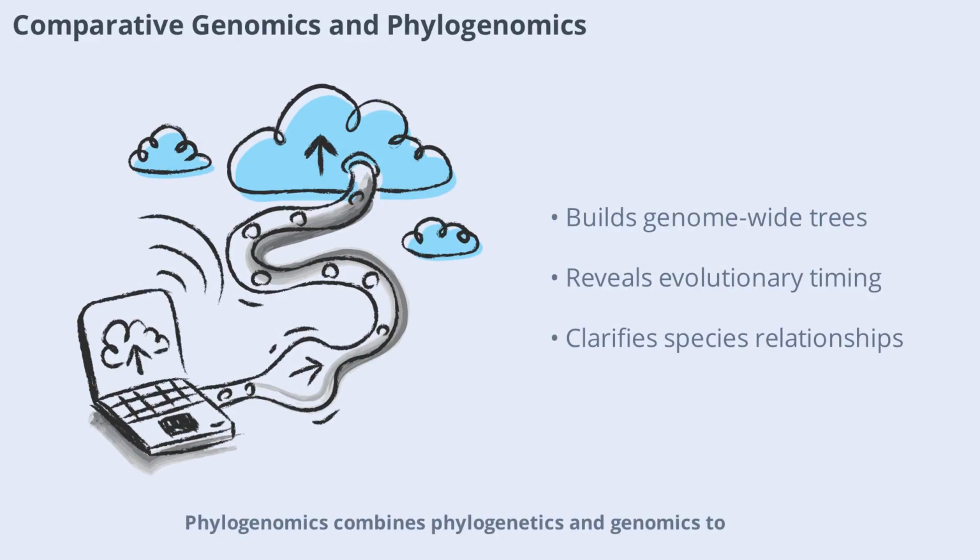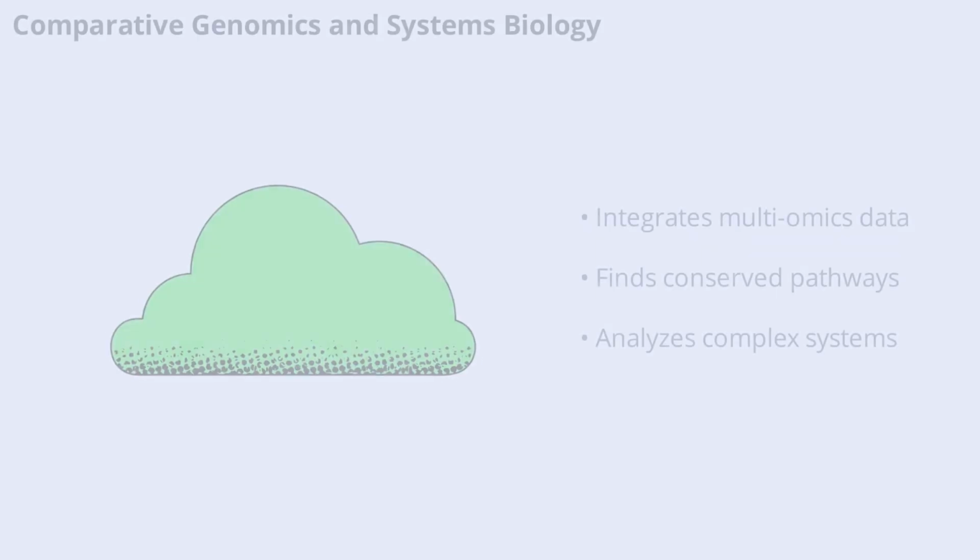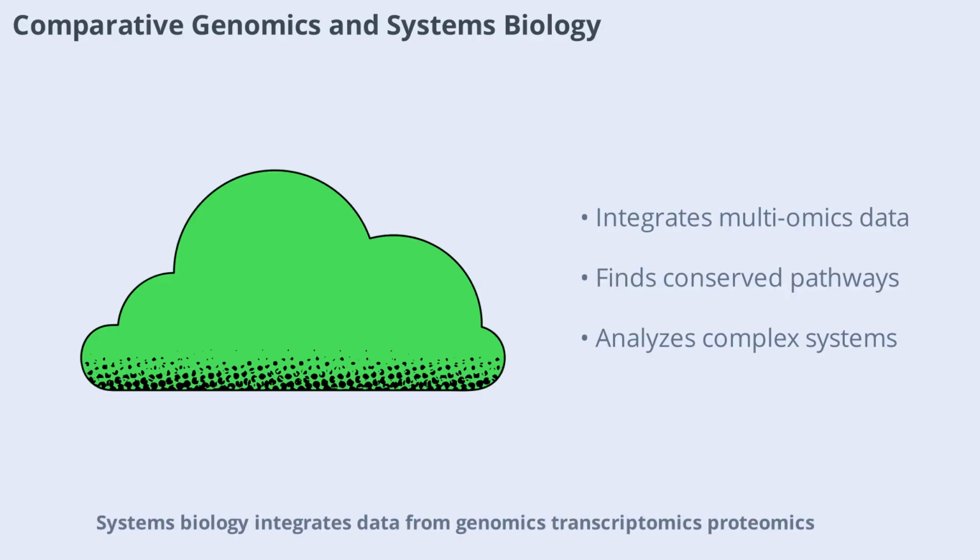Phylogenomics combines phylogenetics and genomics to reconstruct evolutionary histories using genome-wide data. Comparative genomics provides the sequence information needed to build accurate phylogenetic trees, revealing the relationships among species and the timing of evolutionary events. Systems biology integrates data from genomics, transcriptomics, proteomics, and metabolomics to understand complex biological systems.